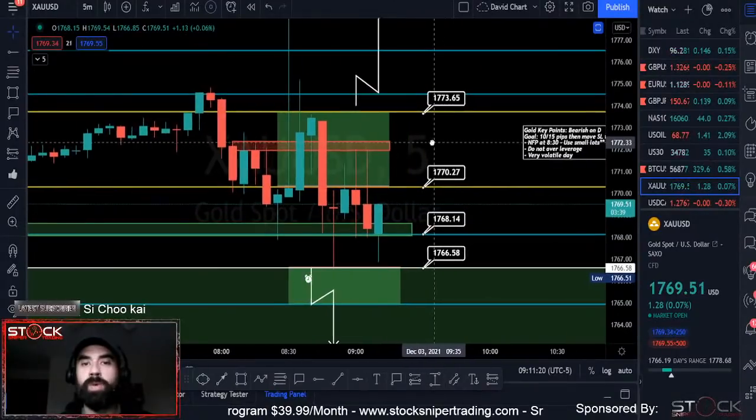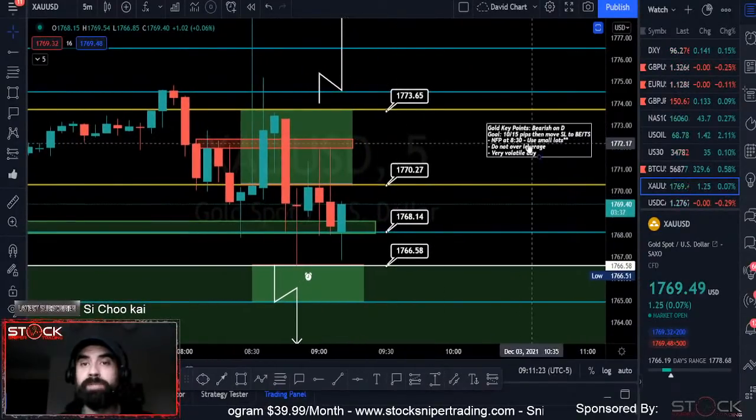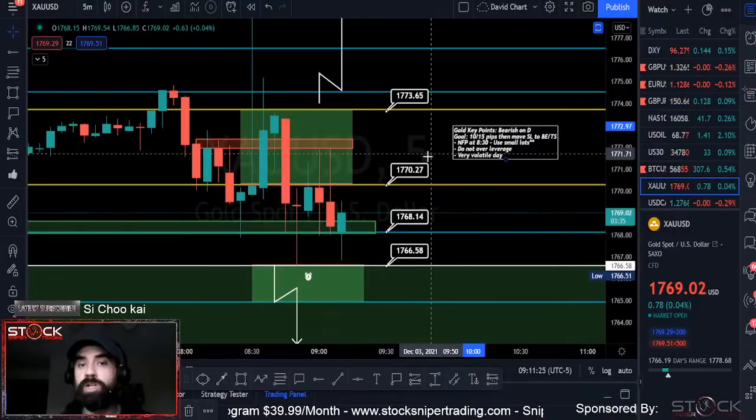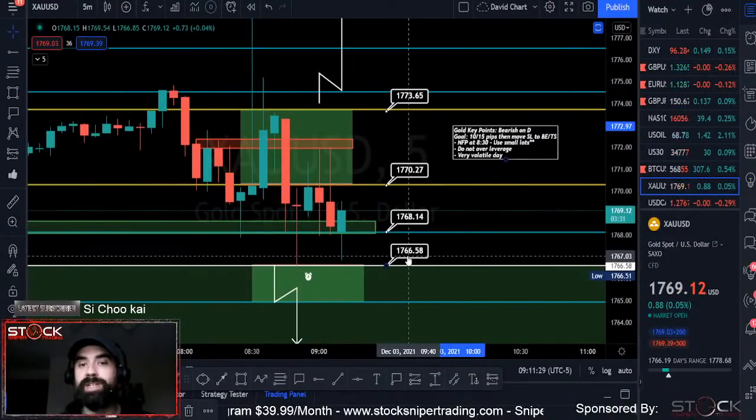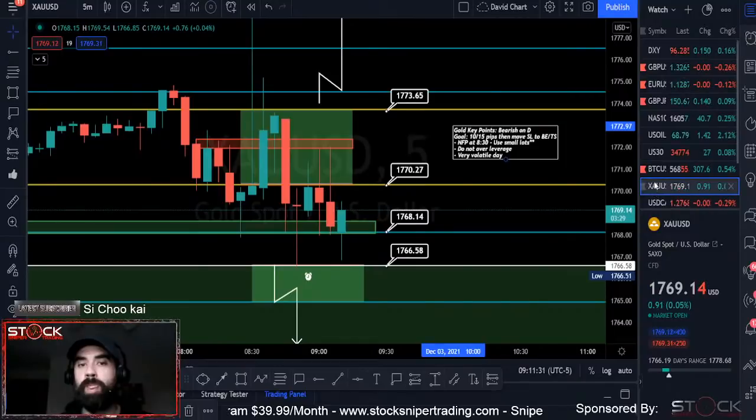Okay, so let's watch and see if gold is going to finally pick up some buyers and start to retrace and go bullish, or if it's just going to hold bearish momentum and then start to flip and sell below 1766.58. All right.